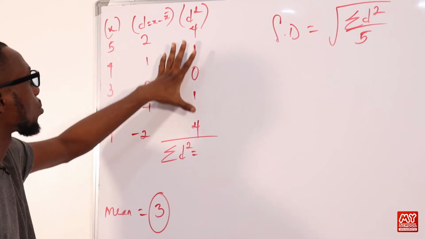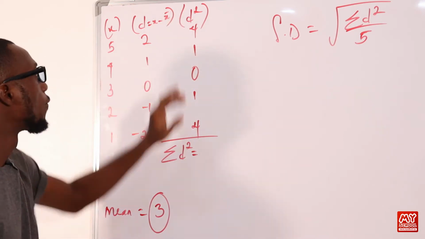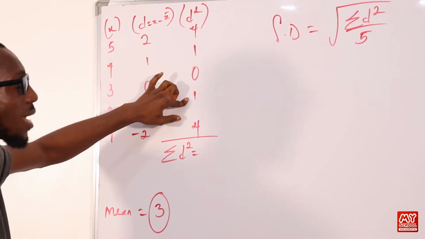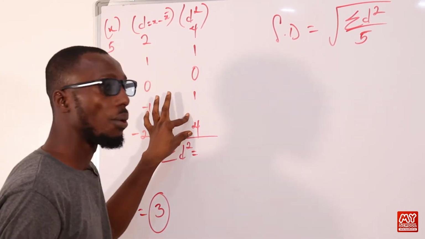Okay, so we will now find the summation of everything we have here. 4 plus 1, that is 5, plus 0, that is 5, plus 1, that is 6, plus 4, that is 10.